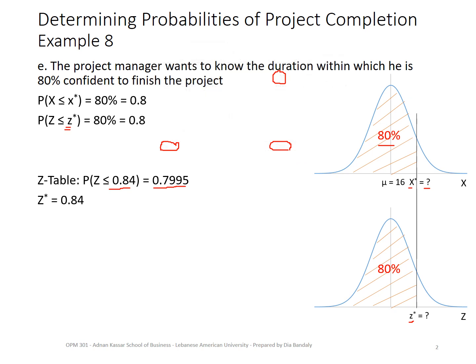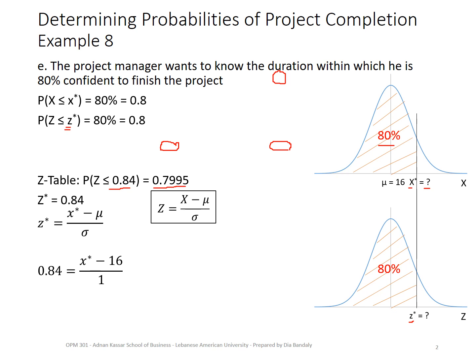I'm going to use my famous conversion equation between z and x. I can write z star is x star minus mu over sigma, where mu and sigma are the parameters of the x distribution. Then I substitute z star with 0.84, mu is 16, standard deviation is 1, and I can solve for x star. And here we go, that's our final answer. We can say to the project manager, you can be 80% confident that you can finish your project within 16.84 weeks.